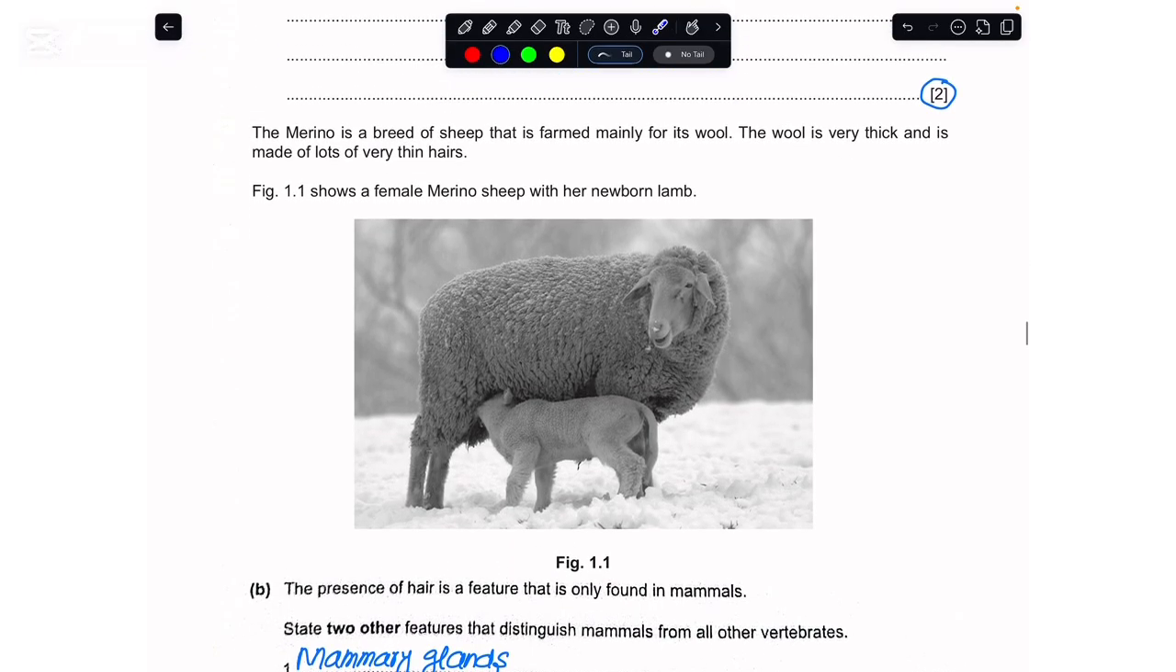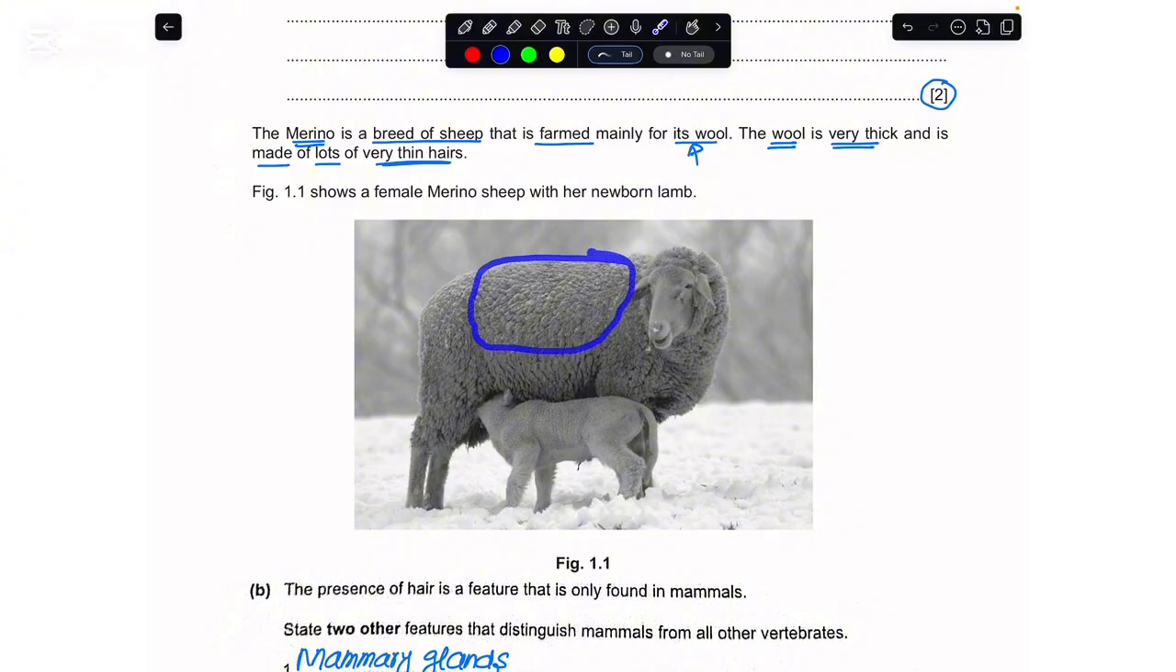If I come toward this part, they say that the merino is a breed of sheep that is farmed mainly for its wool. Further, they say the wool is very thick and is made of lots of very thin hairs. So the idea is that this sheep has wool, and in the wool we have very thin hairs. Ultimately that has commercial importance, because if I obtain the wool from this sheep, I can use it to make various products and sell them in the market to earn a profit.